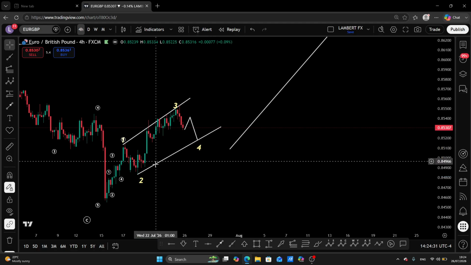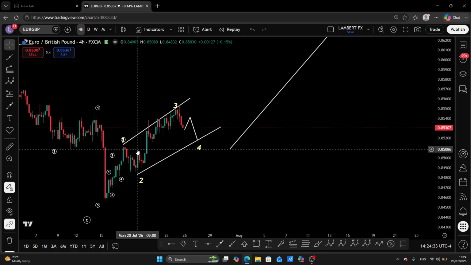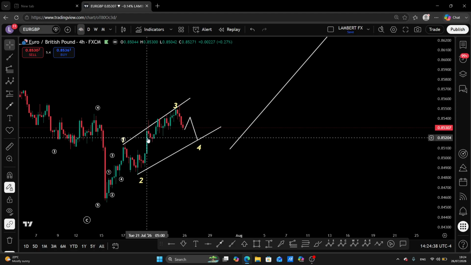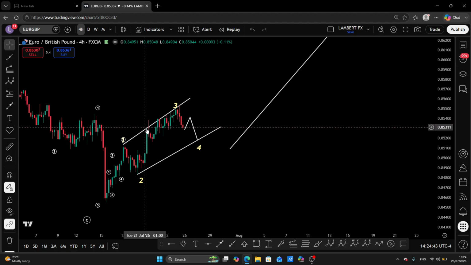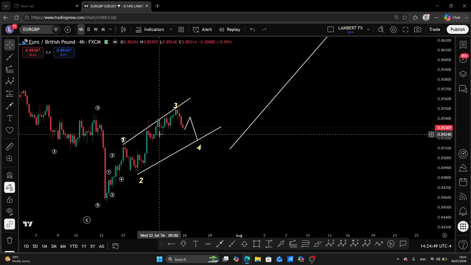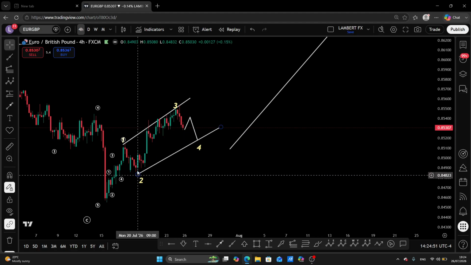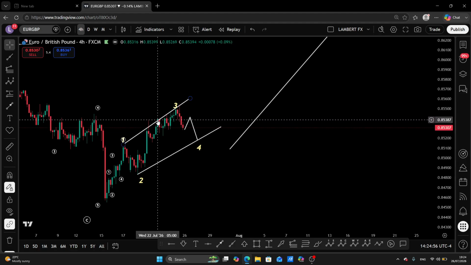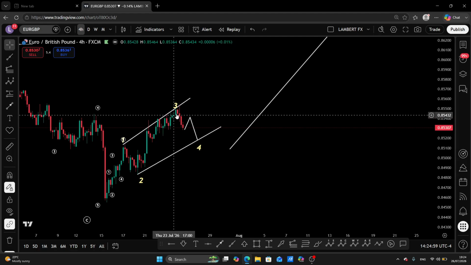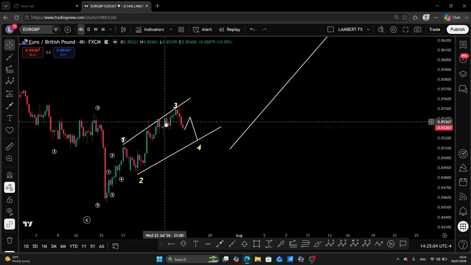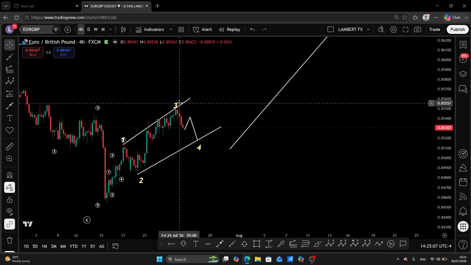Now, 1 2. You see the third leg was rapid. It's visible that this is a third leg. 3 a 4, and then a 1 2. So I can see a 1 2 3, and then an ending diagonal to end it for 3. So you can argue that this is an impulsive leg on the lower time frame for 3.